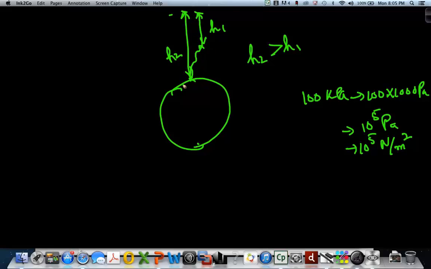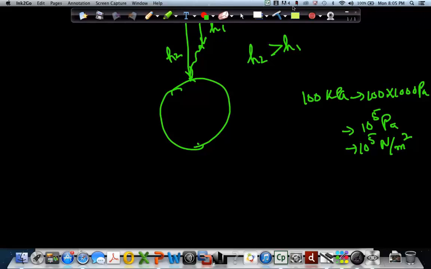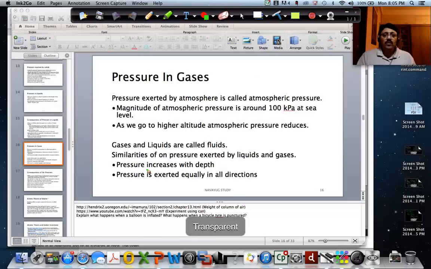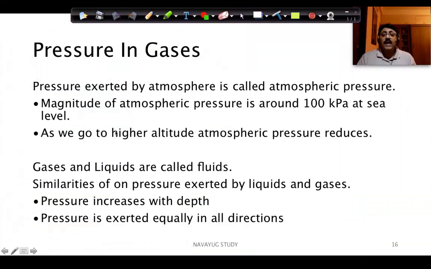So, as you climb a mountain, the vertical height of the atmospheric column above you, or the gas column above you, is reducing, and because of that, your atmospheric pressure starts reducing as and when you climb up a mountain, right? Clear? Yes. Okay, cool. Okay, so the magnitude of atmospheric pressure is very high, right? And as we go to higher altitude, atmospheric pressure reduces. Why? Because the vertical height of the gas column above you is reducing, and so your atmospheric pressure reduces.